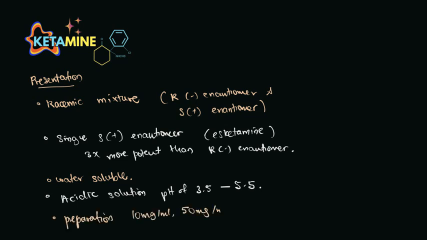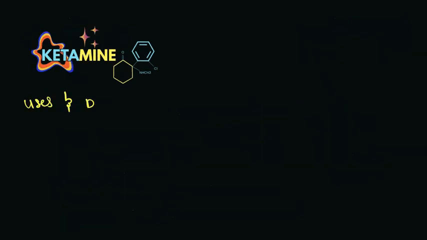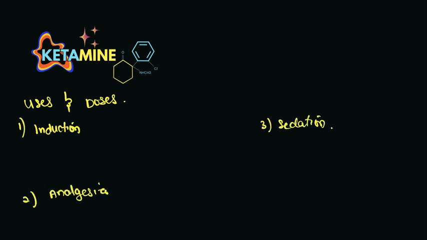It is prepared in multiple concentrations: 10 milligrams per ml, 50 milligrams per ml, as well as 100 milligrams per ml. As for its routes of administration, ketamine can be administered via IV, intramuscular, oral, nasal, subcutaneous, rectal, intrathecal, as well as epidural. There are many uses of ketamine. Practical relevance to anesthesia includes induction, analgesia, as well as sedation.